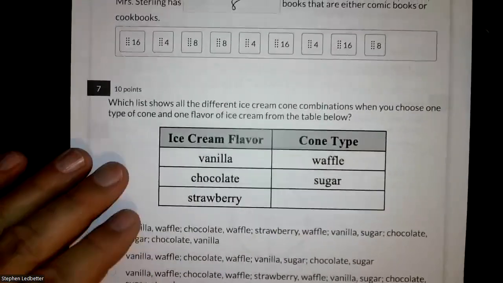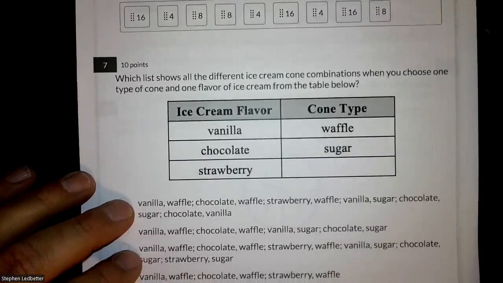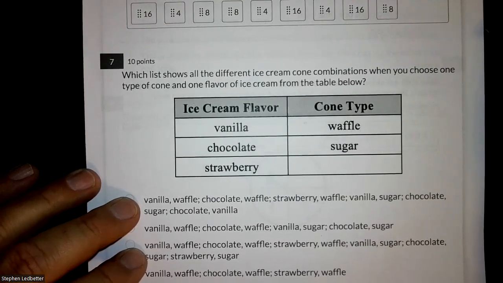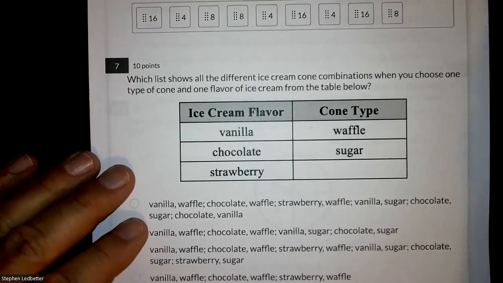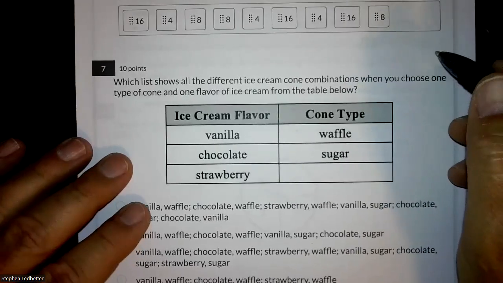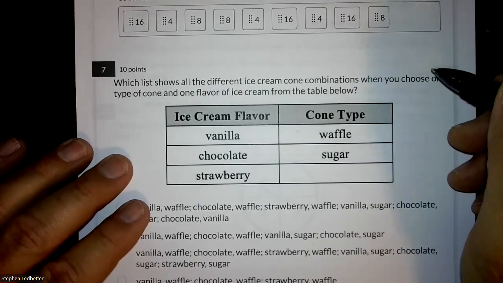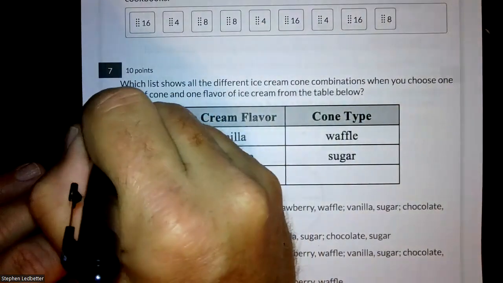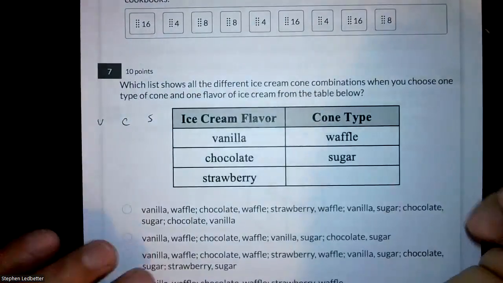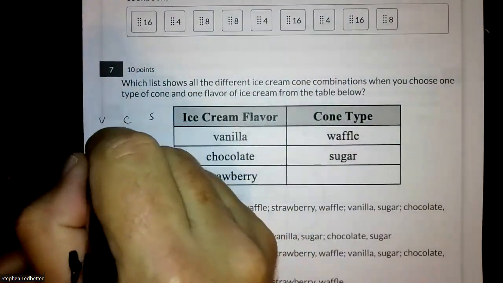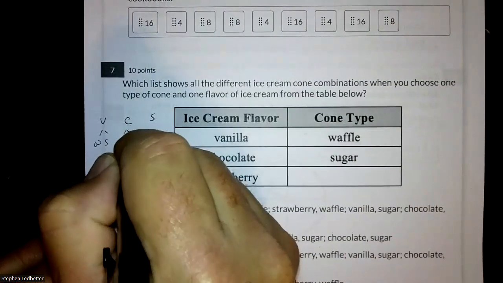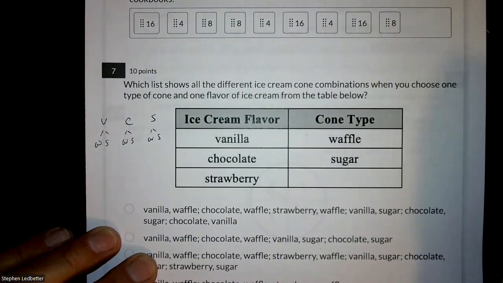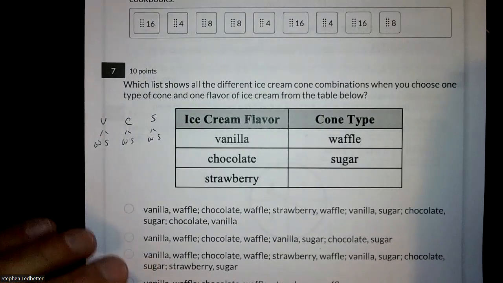All right, here's my favorite, ice cream. This one, you can make a table. They're asking you to actually do a table. And there's several ways you can do this. You can make what they call the tree diagram, like you probably learned in class. So you could start with vanilla, chocolate, and strawberry. And you could either have a waffle or sugar cone, waffle or sugar, waffle or sugar, waffle or sugar. That's it.